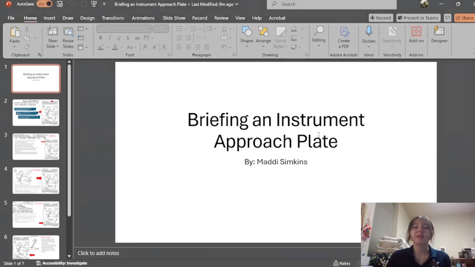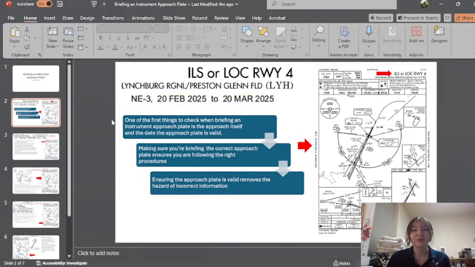Okay, so I'm going to be talking about briefing an instrument approach plate. First thing we want to look at is if we are briefing the correct approach plate. So one of the first things to check is the approach itself.